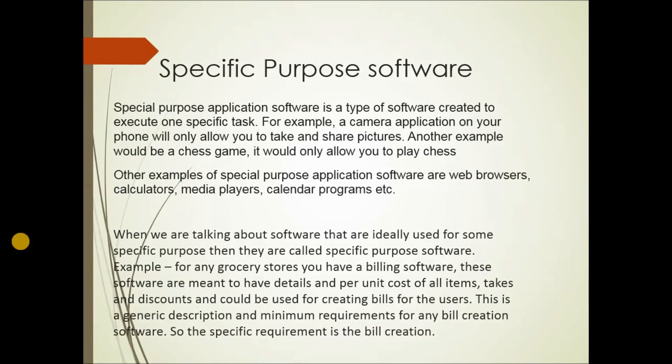Okay, when we are talking about software that is used for some specific purpose, then it is called specific purpose software. For example, for any grocery store, you have billing software. This software is meant to hold details and per unit cost of all items, tax and discounts, and could be used for creating bills for the users. So these are the specific purpose software.